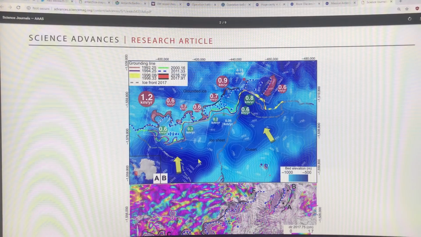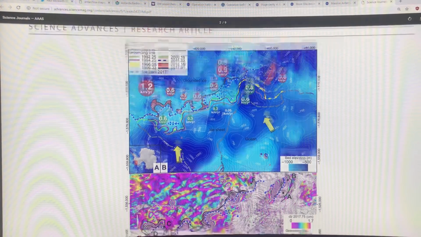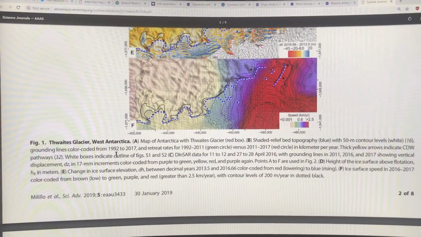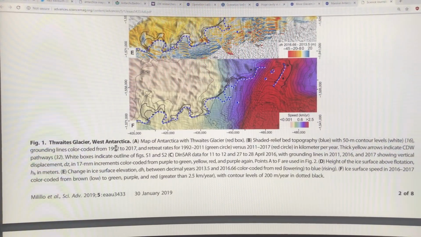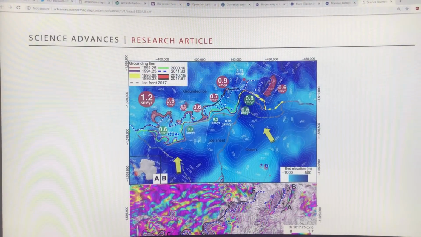And what we have here are the retreat rates of the ice in kilometers per year. The retreat rates from 1992 to 2011 are the green circles, and 2011 to 2017 are the red circles. So these retreats, 0.6 kilometers a year, that was the average retreat from 1992 to 2011, but from 2011 to 2017, it's doubled.